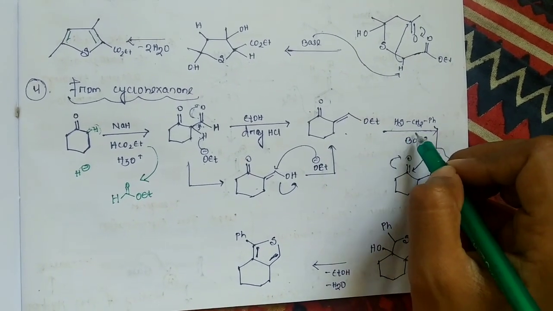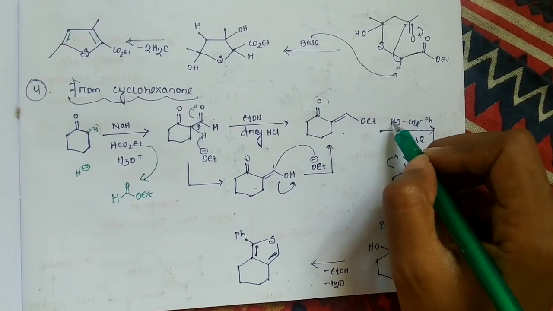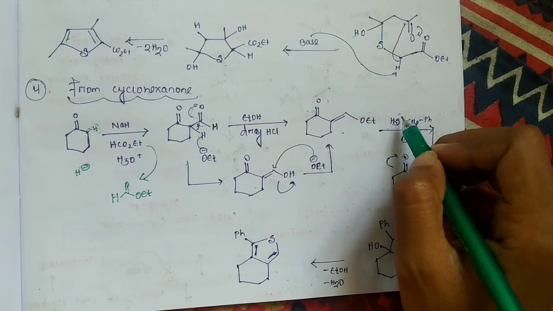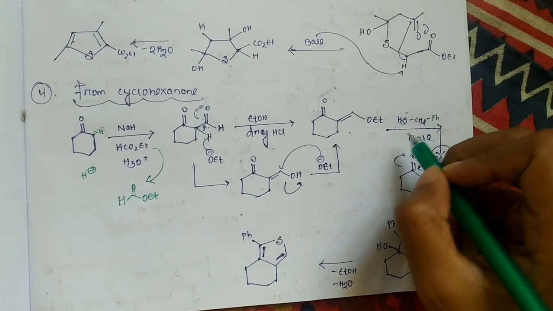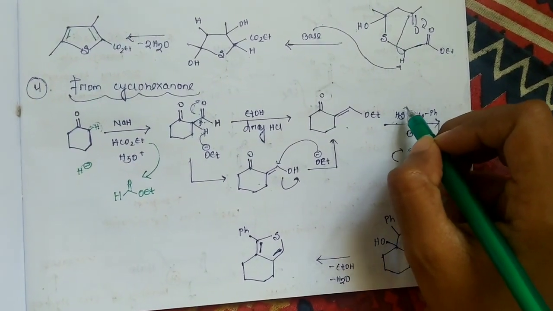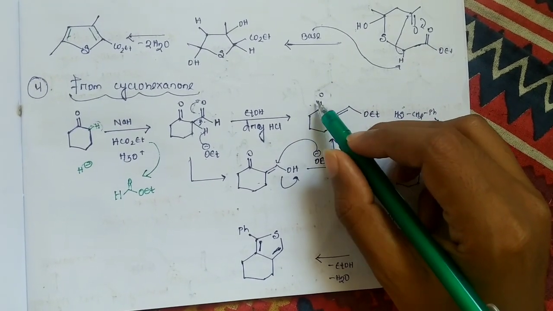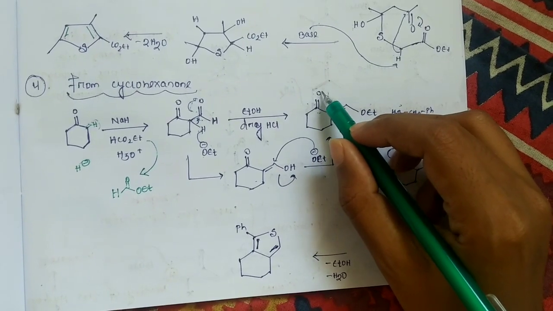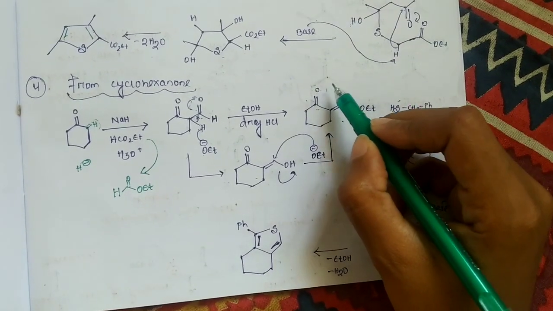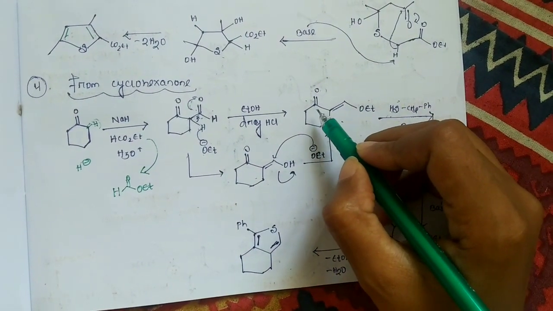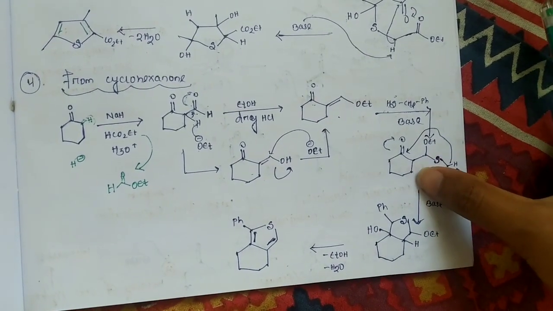When we react base with this compound, base will abstract the proton from here. A negative charge will generate on sulfur. Then sulfur will do the Michael type addition. As we know, this is a soft nucleophile, so sulfur will do the Michael type addition. This bond will move here and the bond will move here. A negative charge will be generated on oxygen. Then the negative charge generated on oxygen will move downward. Then the bond here will abstract a proton to give this compound.